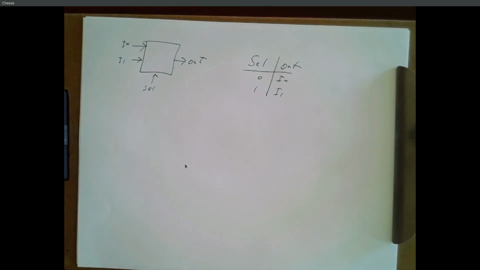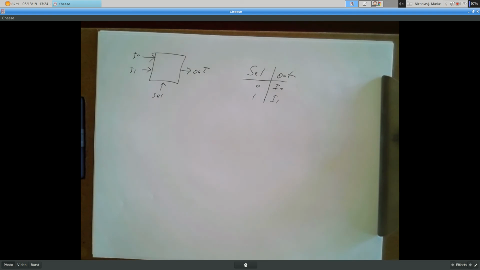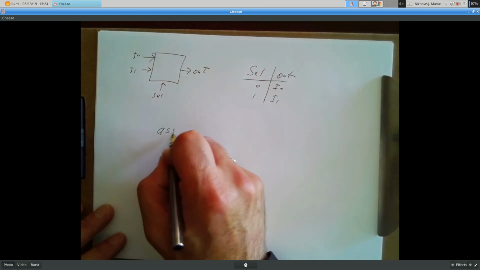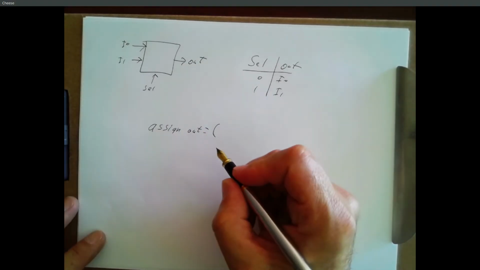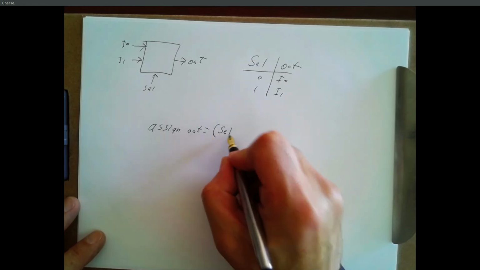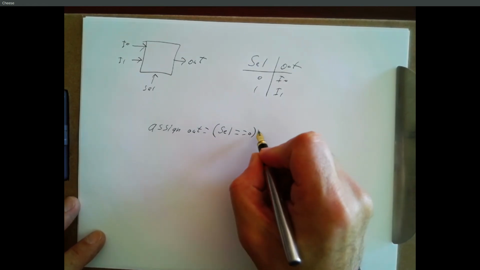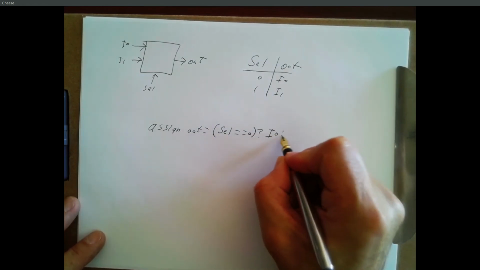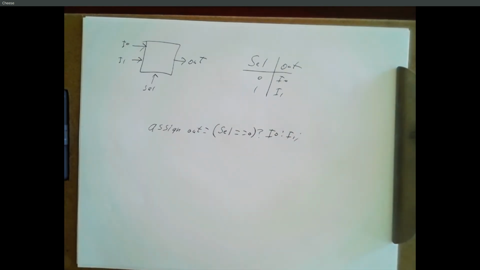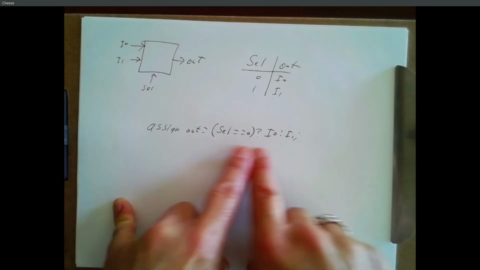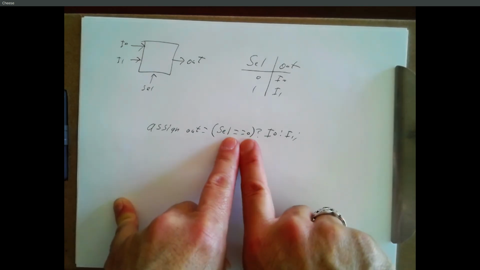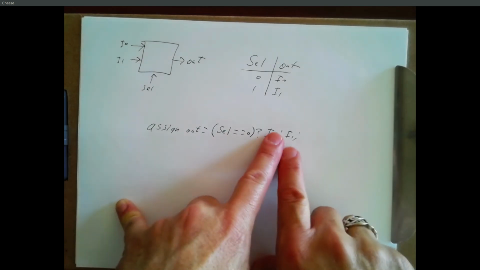So we want to build that circuit. If select is 0, output is I0, otherwise output is I1. We can do that with one assign statement. Assign out equals, and then we use this ternary operator, select equals 0, question mark, I0 colon I1. So if select is 0, this says assign out equals I0. If select is not 0, this says assign out equals I1.